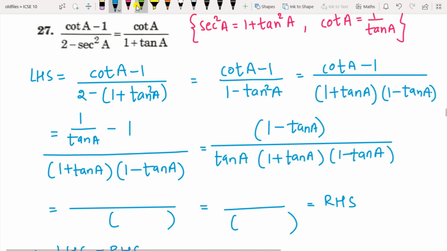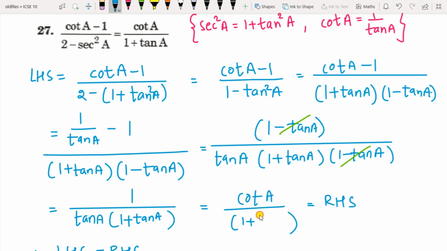Now in the numerator and denominator, you can see this whole bracket will get cancelled. So it will be 1 upon tan A and 1 plus tan A. Okay, 1 upon tan will be cot A and the denominator will be 1 plus tan A, and that was your RHS. Okay, hence proved. Therefore LHS equal to RHS.